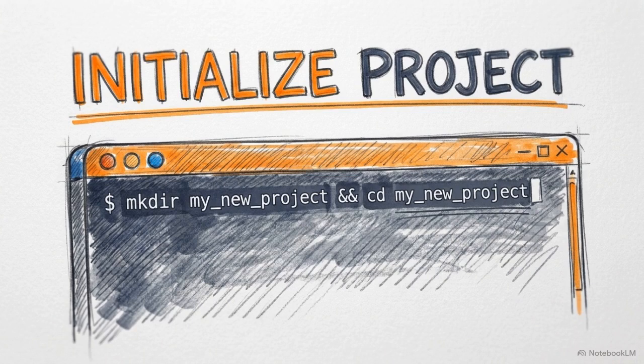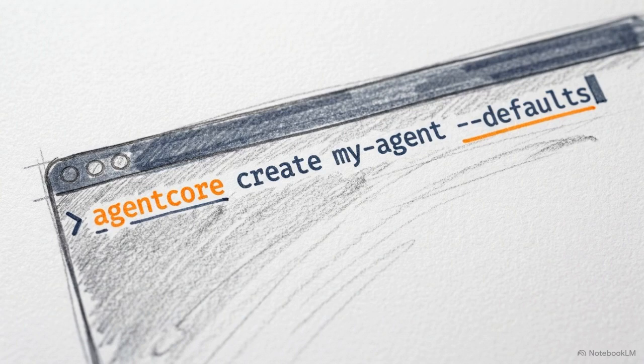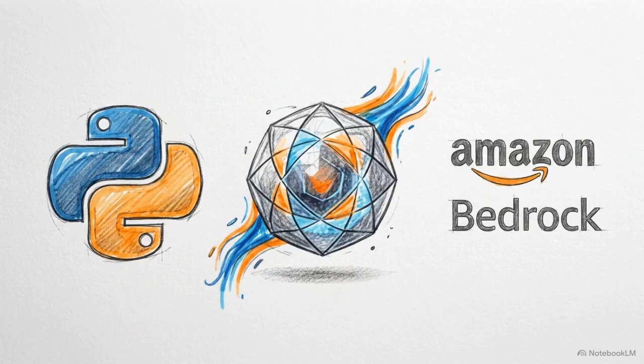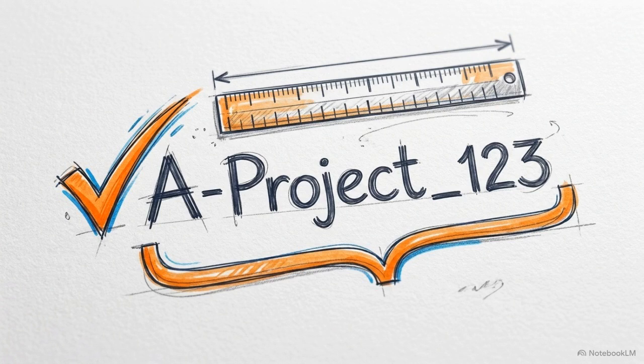Next, we create our project scaffolding. Type agentcore create, give your project a name, and add the --defaults flag. This automatically configures a Python-based agent using the Strands framework and Bedrock as the model provider. Keep in mind, your project name must start with a letter, contain only alphanumeric characters, and stay under 36 characters long.